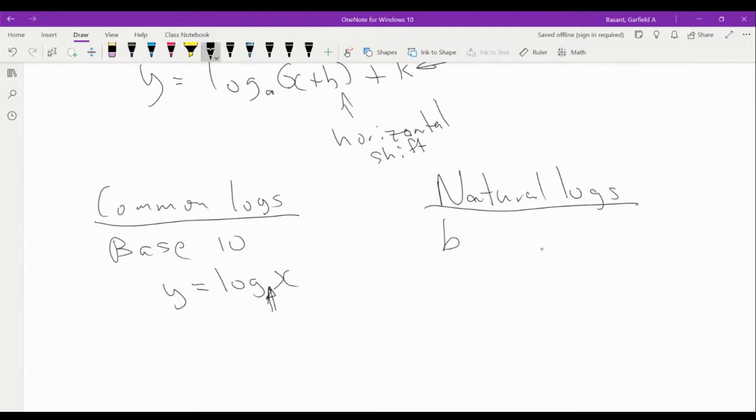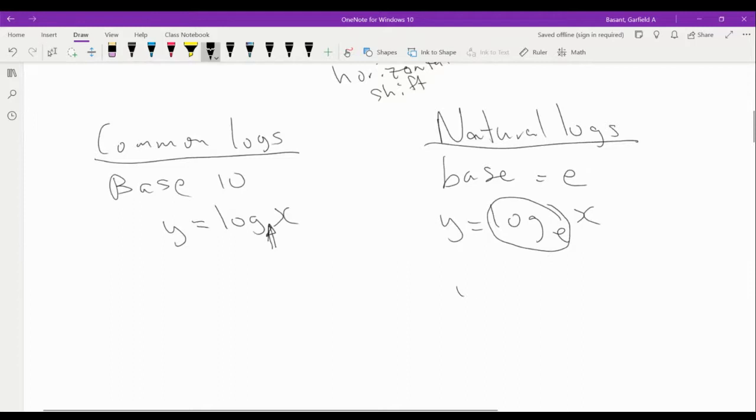Yeah. So natural log is a base of, well, that's equal to e, right? And so this would be the log base e of x. Now, instead of writing the log base e, the shorthand for that is ln. So ln just means that the base was e. So here we go. And these are two.